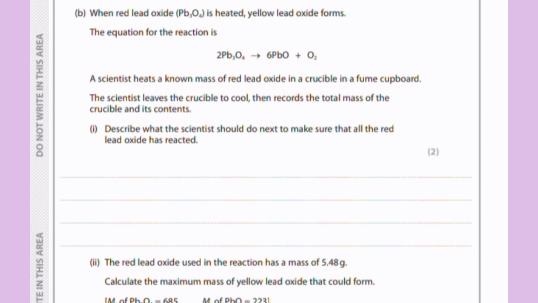Part 1. Describe what the scientist should do next to make sure that all the red lead oxide has reacted. For this, the scientist should heat, cool, and record the mass of the crucible and its contents again and again until the mass is constant. We can simply write this as heat to constant mass.